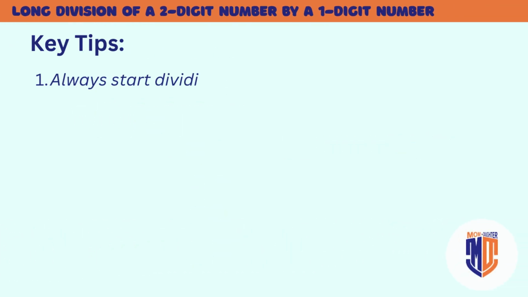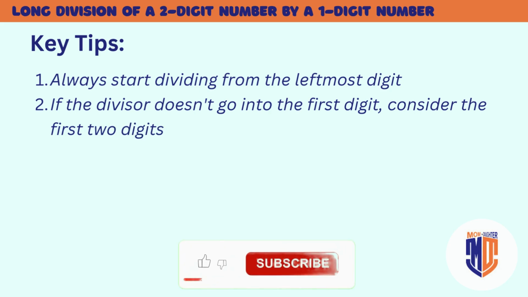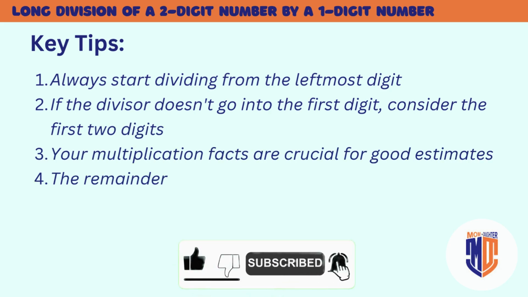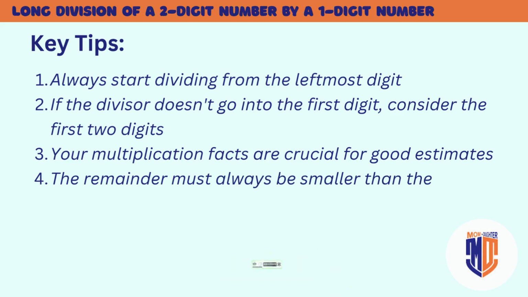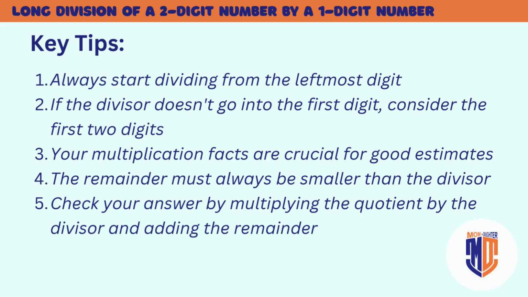Key tips. Always start dividing from the leftmost digit. If the divisor doesn't go into the first digit, consider the first two digits. Your multiplication facts are crucial for good estimates. The remainder must always be smaller than the divisor. Check your answer by multiplying the quotient by the divisor and adding the remainder.